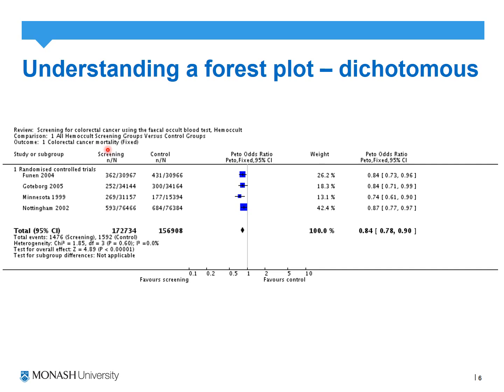You don't have to worry about fixed. Sometimes it'll be fixed, sometimes random. This relates to statistical properties of the meta-analysis, something that we're not going to get involved in here. On the left-hand side, we've got the studies that have been included in this particular meta-analysis. So you've got 1, 2, 3, 4 studies: Funen, Gothenburg, Minnesota, and Nottingham.